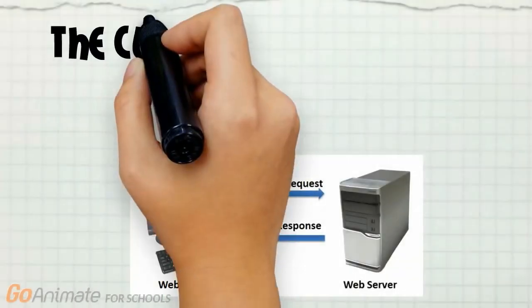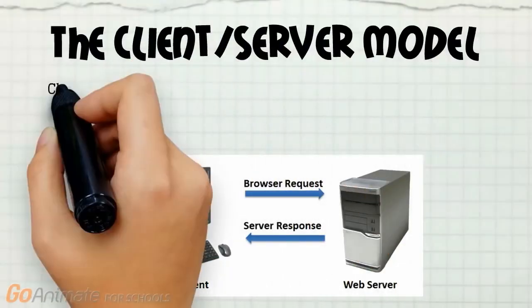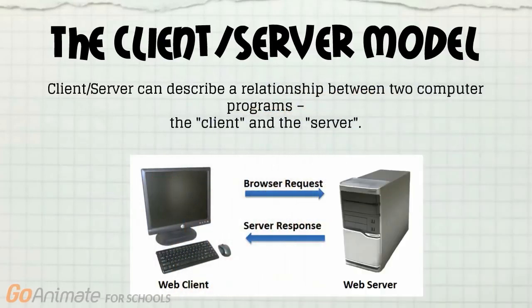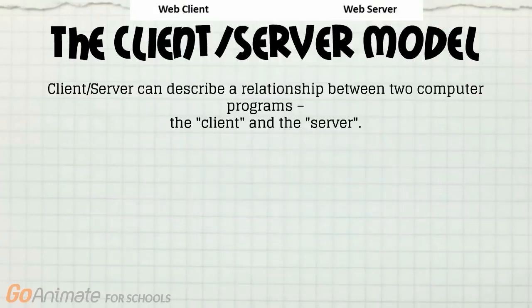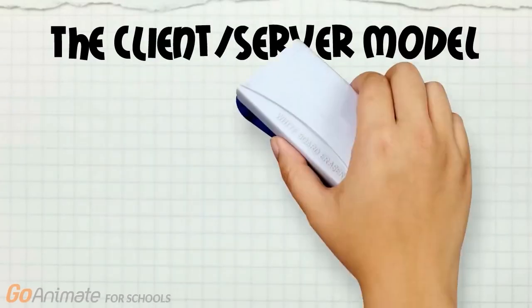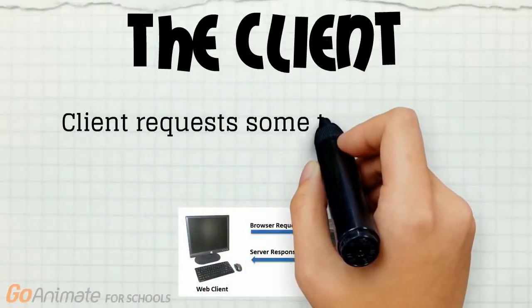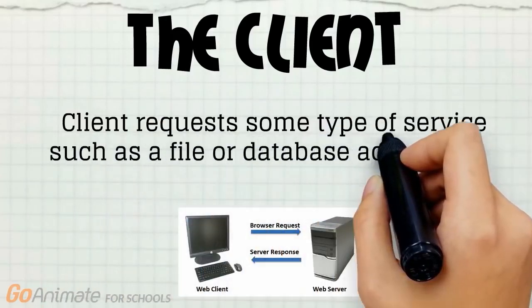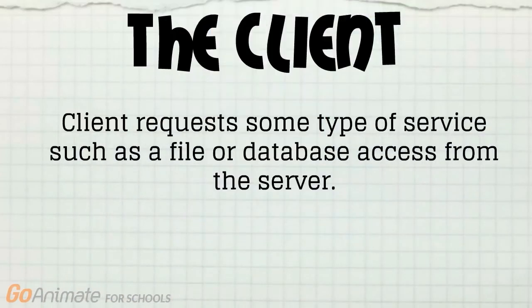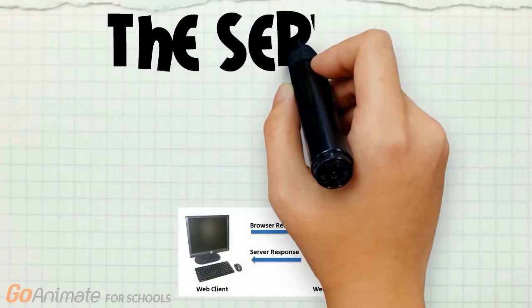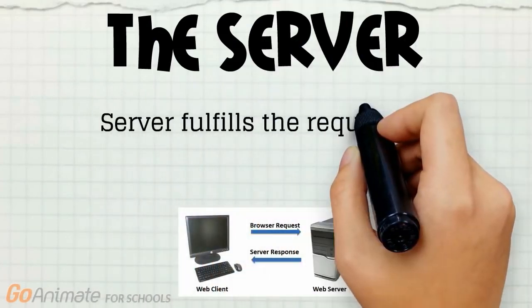Client server can describe a relationship between two computer programs, the client and the server. For the Internet, the client is the web browser and the server is the web server. The client requests some type of service, such as a file or database access, from the server. And the server fulfills the request and transmits the results to the client over a network.